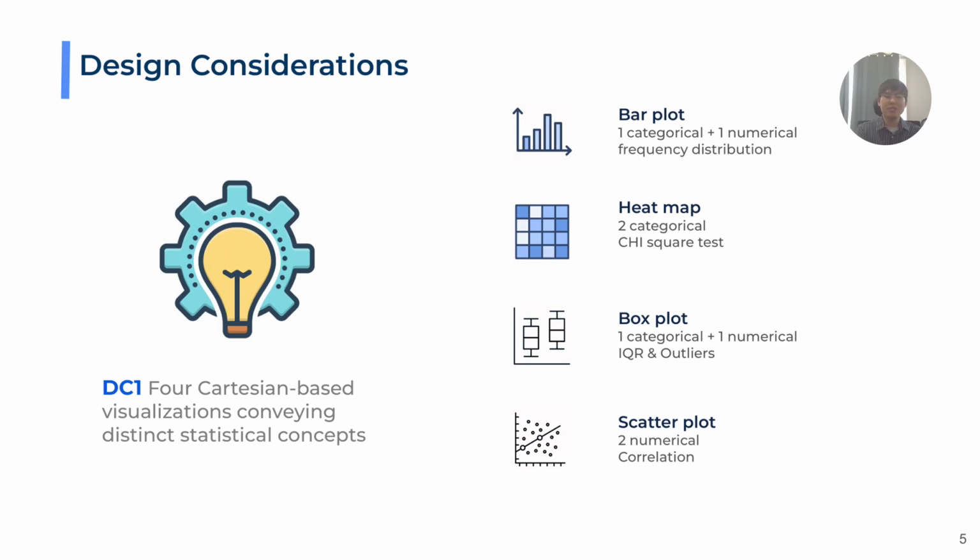Here's a brief overview. DC1, the system should initially support widely recognized data visualizations representing distinct statistical concepts. We concentrated on 4 Cartesian-based statistical graphs. Bar plot represents frequency distribution using 1 categorical and 1 numerical variable. Heat map conveys the chi-square test through 2 categorical variables. Box plot delivers the concept of interquartile range and outliers using 1 numerical and 1 categorical variable. Scatter plot shows correlation with 2 numerical variables.